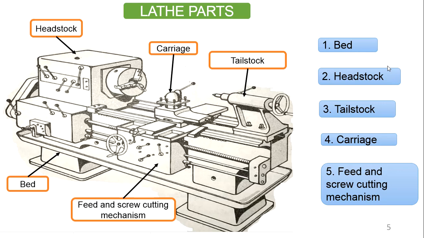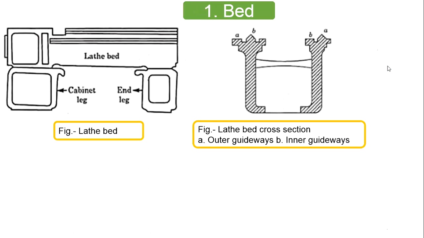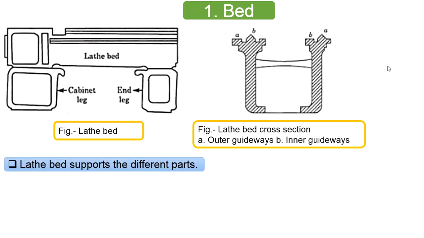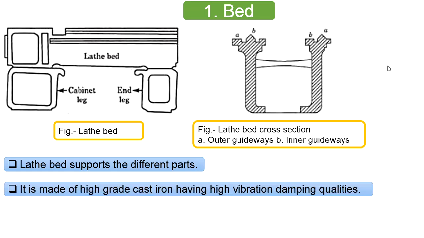Let's see one by one what is the importance of this part and how these parts are helpful in functioning of the lathe machine. The first part is the bed. Now bed is the supporting member. It will support the different parts of the lathe machine. On the left hand side of the bed we have the headstock, on the right hand side of the bed we have the tailstock.